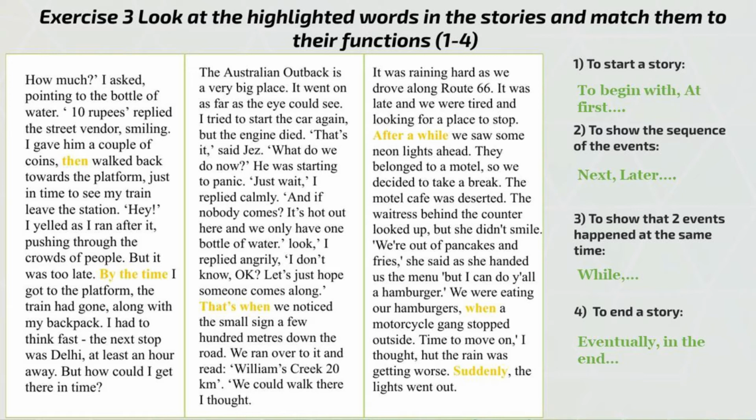The second category, to show the sequence of the events, next, later. The third category, to show that 2 events happened at the same time, for example, while, as. And the last category, number 4, the linkers that you can use to end the story, eventually, in the end.